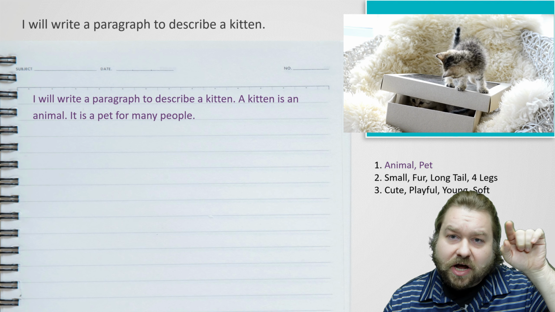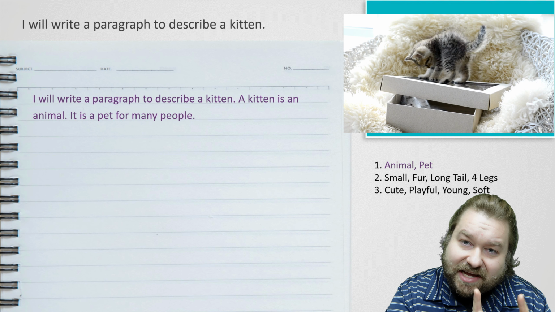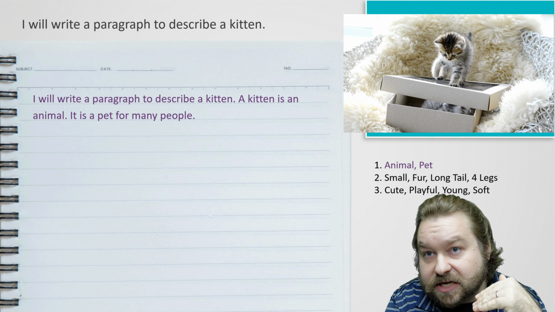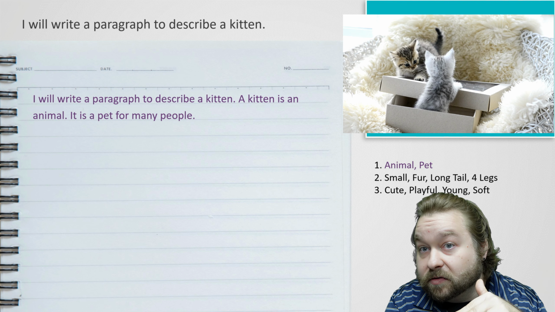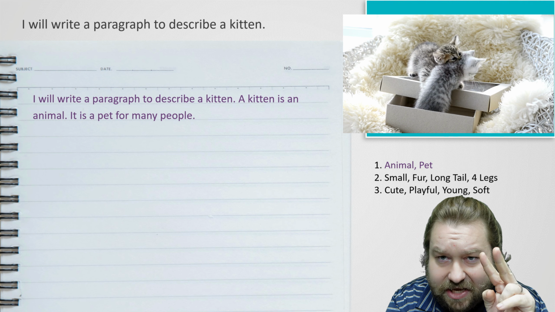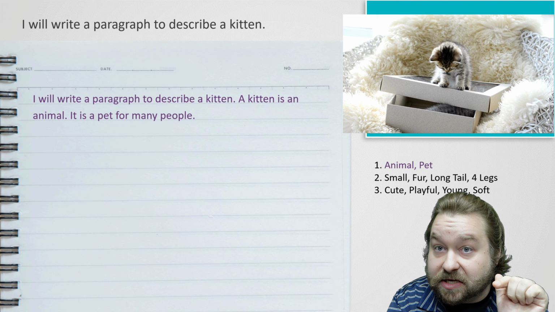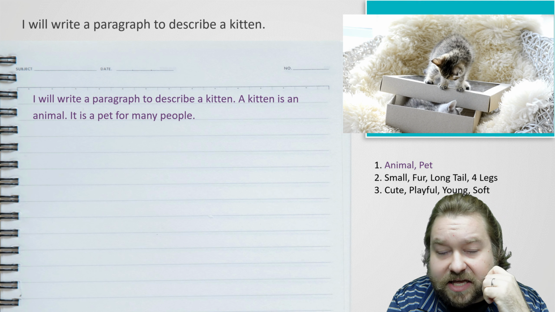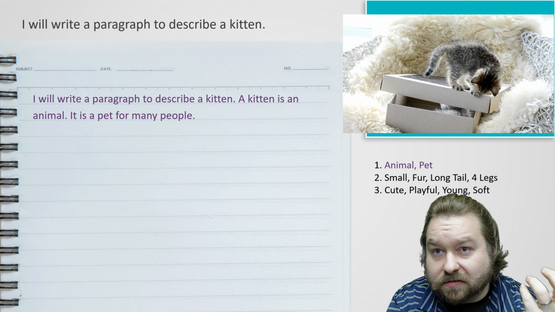Now, you see that I wrote, a kitten is an animal. Okay. But in the second part, I said it. Well, we don't have to keep saying a kitten, a kitten, a kitten. The first sentence says, I will describe what? Okay? I will describe a kitten. But the second sentence is talking specifically about the kitten. So we have to say a kitten. We can't say the kitten, right? Why can't we say the kitten?